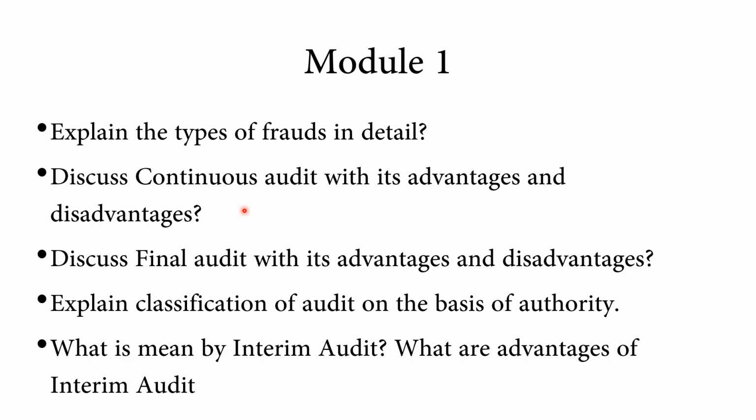Next, explain the types of fraud in detail. Discuss the continuous audit with its advantages and disadvantages. Discuss the final audit with its advantages and disadvantages. Explain the classification of audit on the basis of authority, and what is meant by interim audit and what are the advantages of interim audit. So these are the most important topics that you need to cover up under module 1.